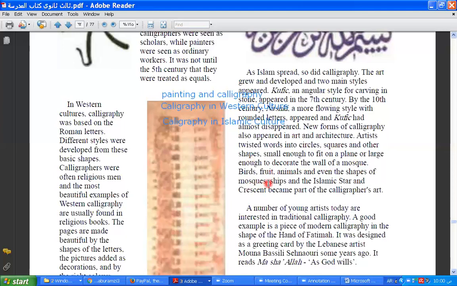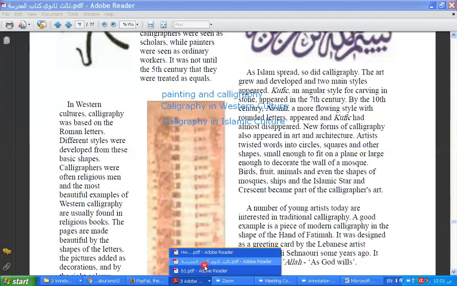Birds, fruit, animals, also there are shapes for them in the mosque, and also in the Islamic star and crescent became part of the calligrapher's art. يعني النجمة الإسلامية أو الهلال هذا أصبح نوع من أنواع الخطوط. So it's clear now, Abdullah.